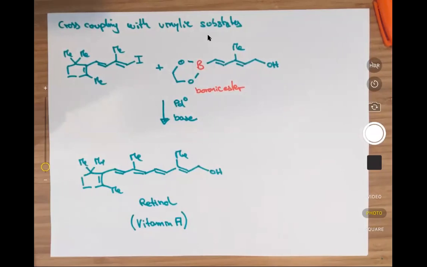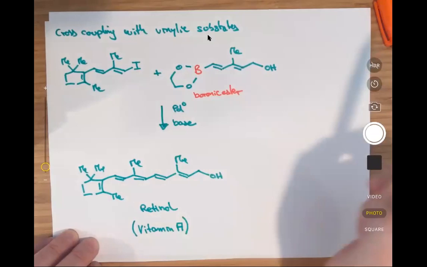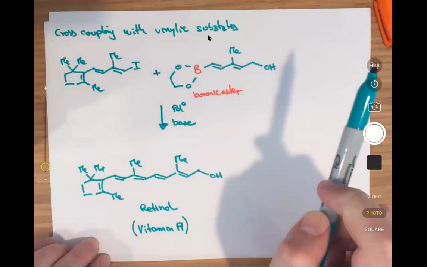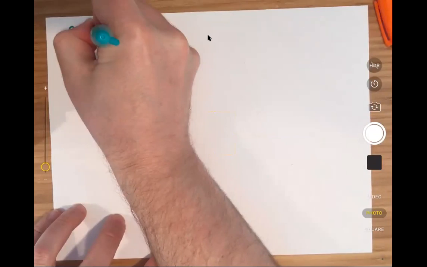Now, the last thing that I want to go over today a little bit is the selectivity of these cross-coupling reactions, and specifically, we have seen several of these halides or triflates in this series already. It turns out that they differ significantly in their reactivity in these cross-coupling reactions. So let's say reactivity of halides.